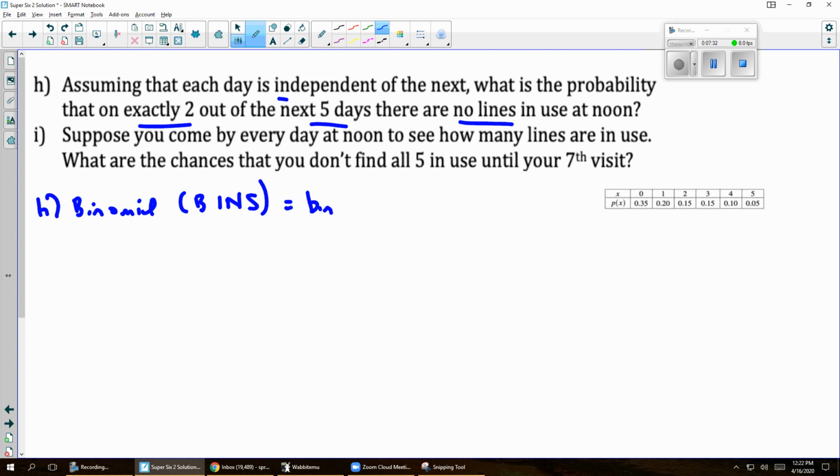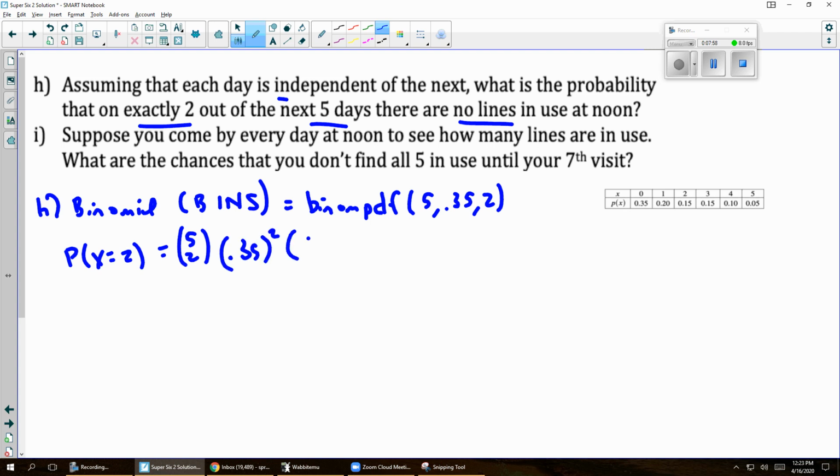And if you were using your calculator, you could just do it like this. The binompdf of n, p, x. If you had to show your formula, the probability X is 2 is 5 choose 2, no horizontal line in there. Probability of success, and we succeeded twice. The probability of failure, and we failed the rest of those times. Now you might choose right here to write 0.65 and right here to write 3. That's okay. And either way you work this out, then you get 0.336.